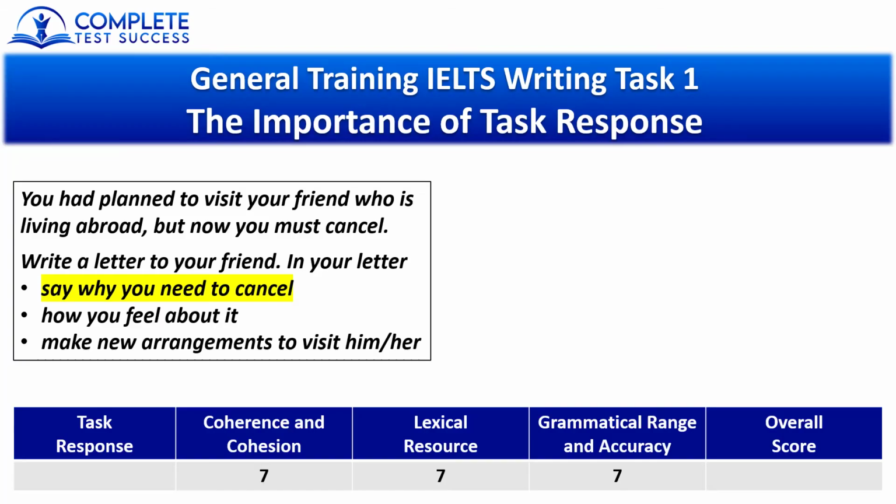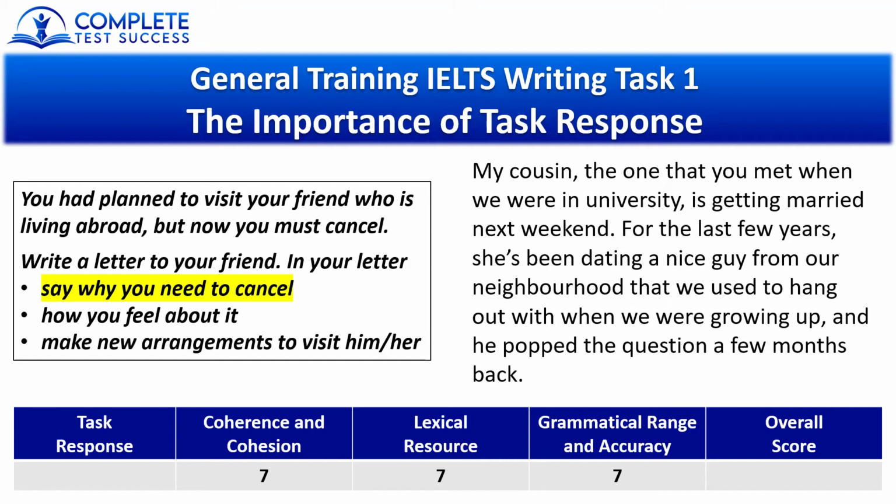So let's look at what would result in an even lower score. We're still responding to that same first prompt. Say why you need to cancel. And this time, the paragraph says, my cousin, the one that you met when we were in university, is getting married next weekend. For the last few years, she's been dating a nice guy from our neighbourhood that we used to hang out with when we were growing up, and he popped the question a few months back.